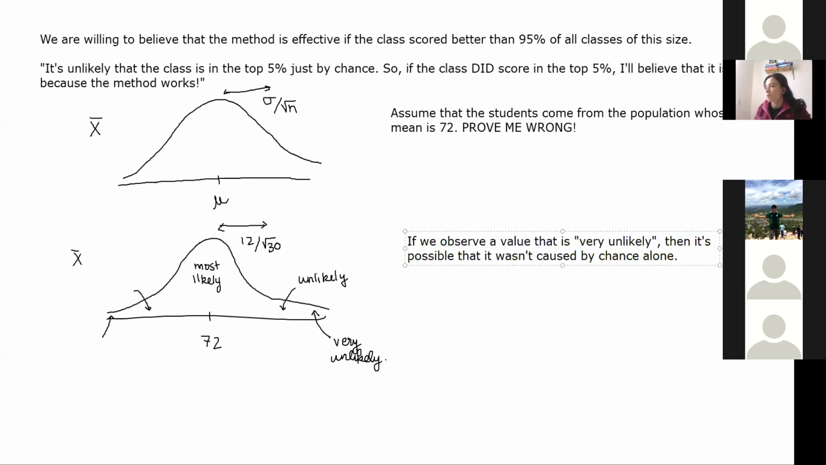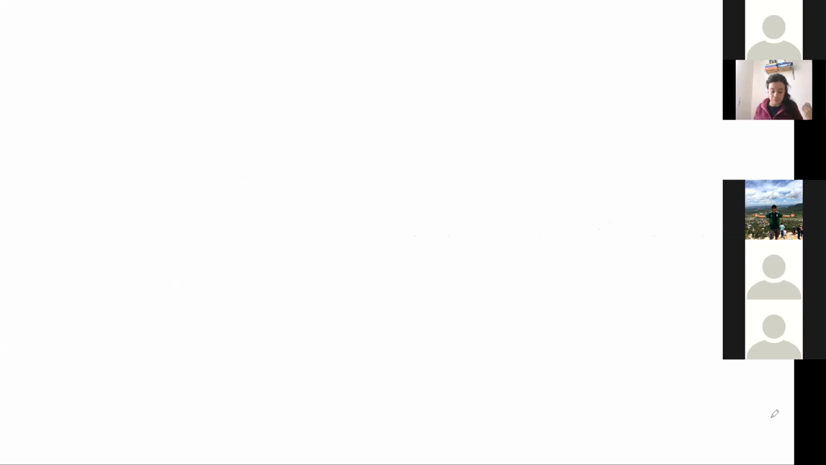Now there's the little problem over here of defining what very unlikely is, right? And for us, very unlikely is going to be the 5%. If it's less likely than 5% of the time, you can say that it's very unlikely and so that there's something else in the works. Okay, so we're going to go to the next page.